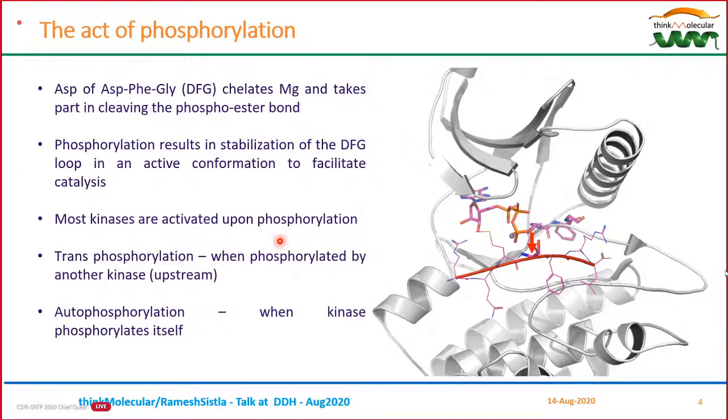Okay, we call a phosphorylation transphosphorylation when a given kinase is phosphorylated by another kinase, what we generally call the upstream kinase. And when a kinase phosphorylates itself and gets into an active conformation, it is known as autophosphorylation. Okay, so this is the act of the phosphorylation.